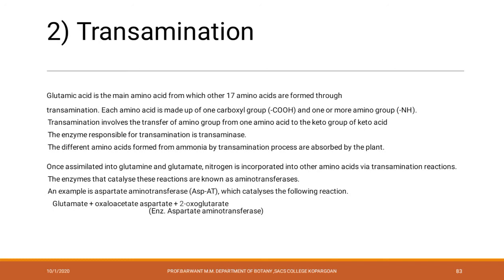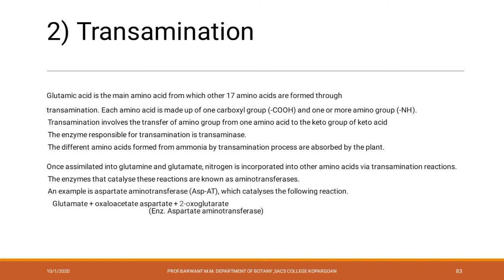Transamination involves the transfer of an amino group from one amino acid to the keto group of a keto acid, and the enzyme responsible for transamination is transaminase. The different amino acids formed from the ammonia by the transamination process are absorbed by the plant. Once assimilated into glutamine and glutamate, nitrogen is incorporated into amino acids via transamination reactions. The enzyme that catalyzes the reaction is known as aminotransferase. An example is aspartate transaminase.